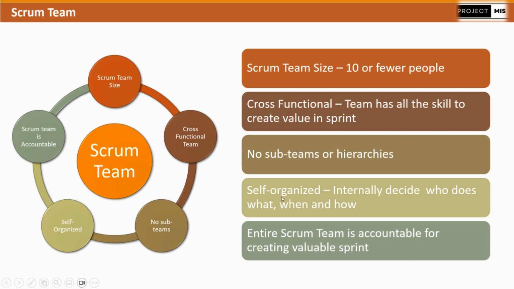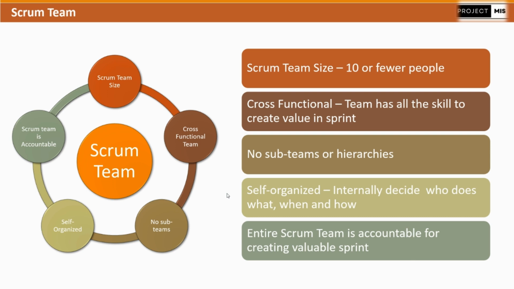Self organized. Self organized is a very simple and very meaningful word for a Scrum team. If you see the explanation, it says internally decide who does what, when, and how. So the Scrum team should have the capability. They have discussed the business objective with the product owner. They have understood the work for which they are working, and they have understood the requirement, that they have discussed the story during grooming and during sprint planning, so they are very well aware of what they are going to deliver.